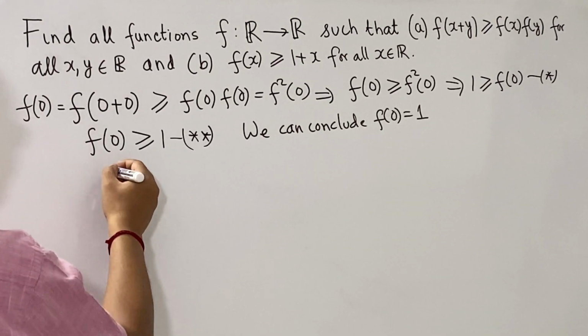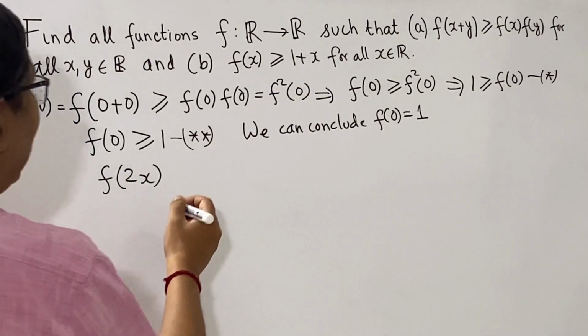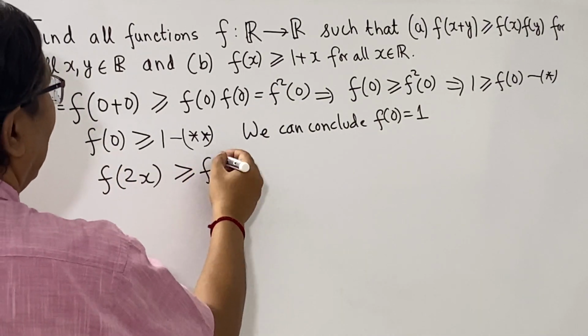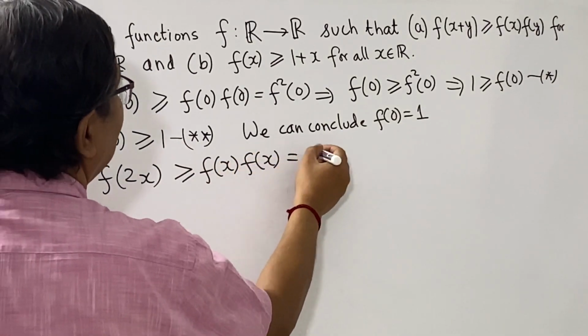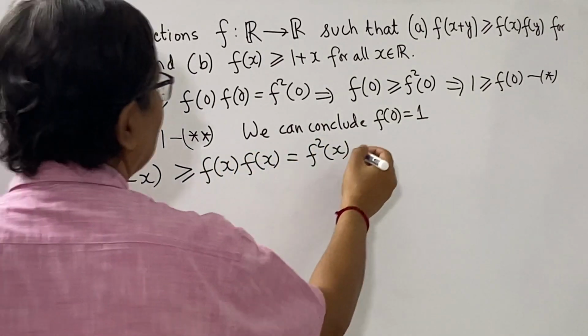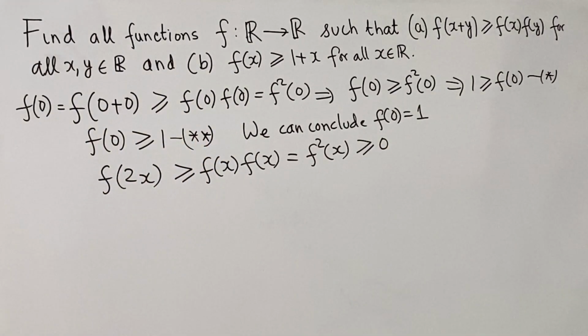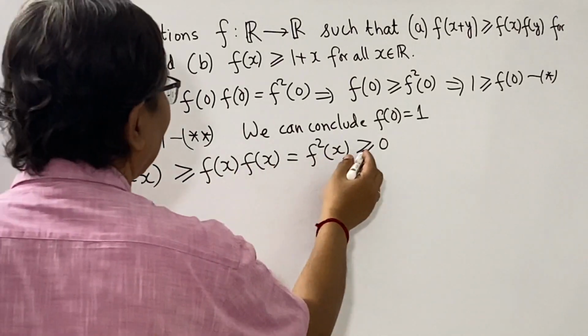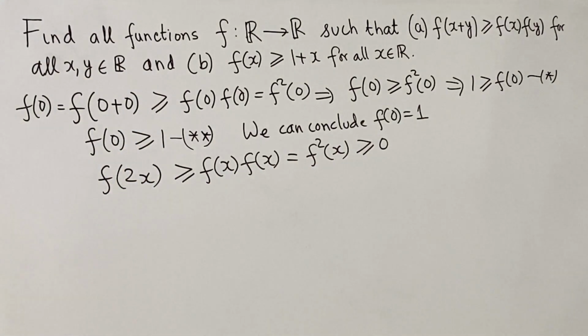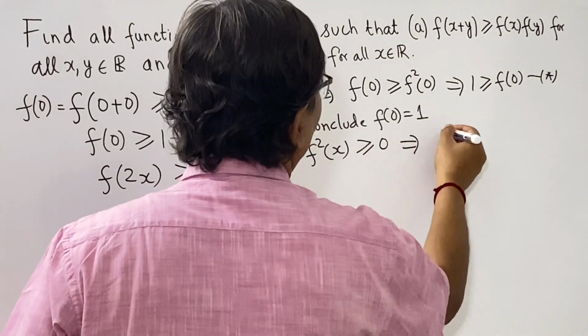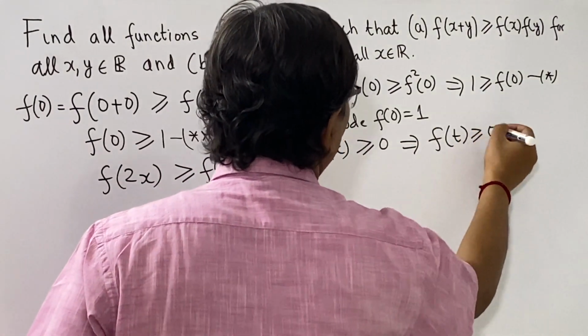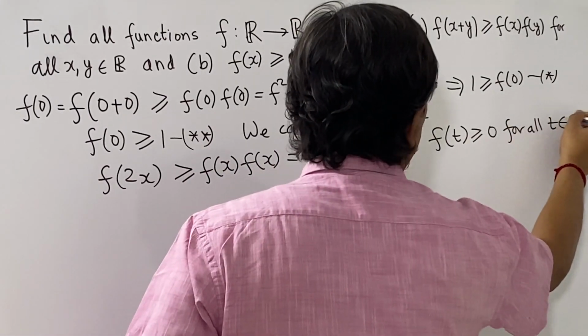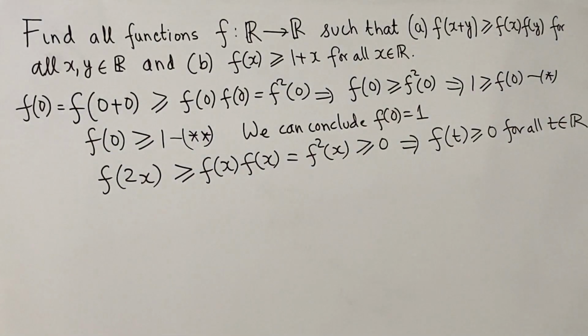Next, we look at f of 2x. By part A, f of 2x is greater than or equal to f(x) into f(x), which is f square x, and that is greater than or equal to 0. So for any real number x, f(2x) is greater than or equal to 0, but x is arbitrary. So from here you can conclude that f of t is greater than or equal to 0 for all t belonging to R. So essentially we are dealing with a non-negative function f which satisfies the condition that f(0) is equal to 1. These are important results that will be useful for us.